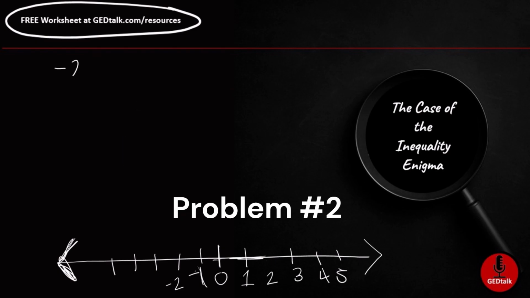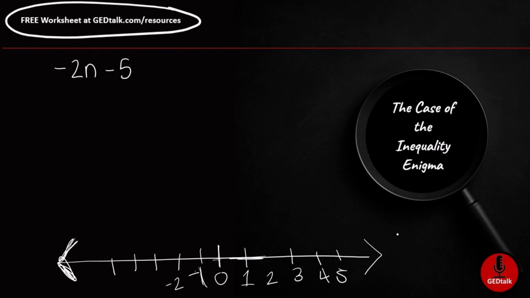So we have negative 2n minus 5 is greater than or equal to 3. So let's go ahead and solve for n. First thing I'm going to do is bring the 5 over. So I'm going to add 5 on the left so it cancels itself out, which means I add 5 on the right. So I have negative 2n is greater than or equal to 3 plus 5 equals 8.